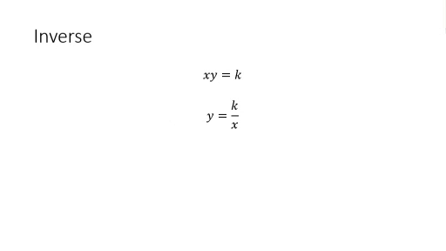Next up is our inverse. Inverse relationships are ones where as the x increases, the y decreases at some sort of rate. That rate is given by the formulas either xy equals k or y equals k over x. With your inverse, when you take your x and y values and multiply them together, they should always equal the same number. That would be an inverse.